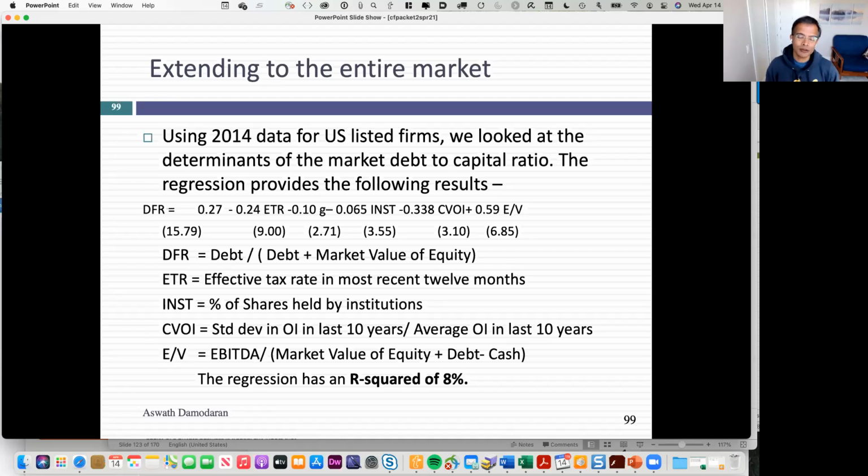I'll give you the bad news first, and then I'll give you the good news later. It took me about an hour to run the regression. At the end of it, I said, did I waste my time? The R squared was 8%. So that's a kind way of saying I'm not explaining 92% of the variation in debt ratios across companies.